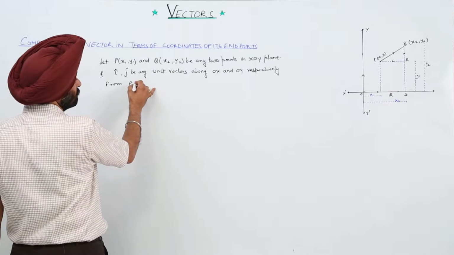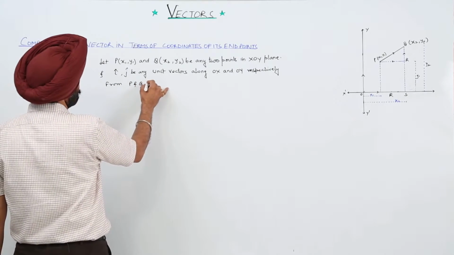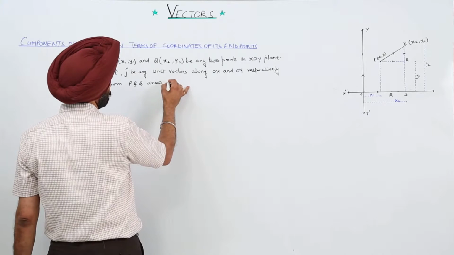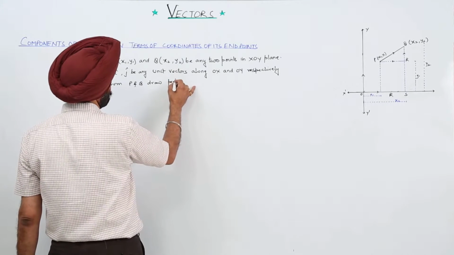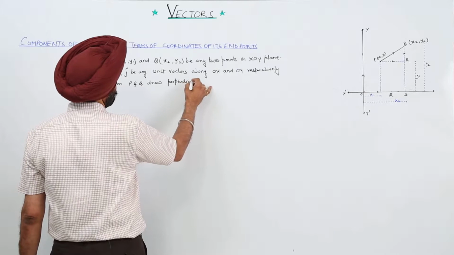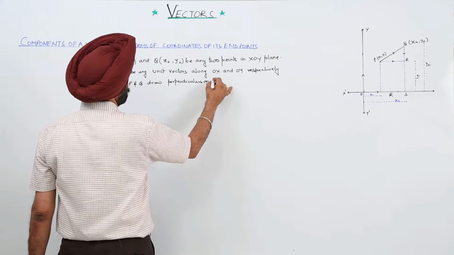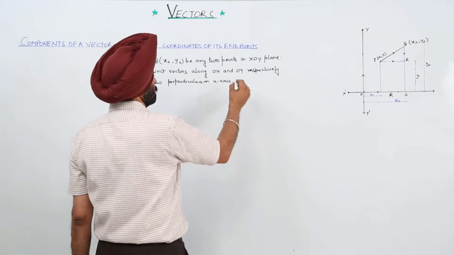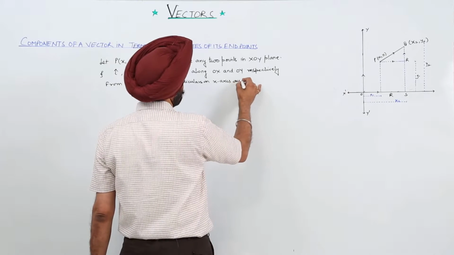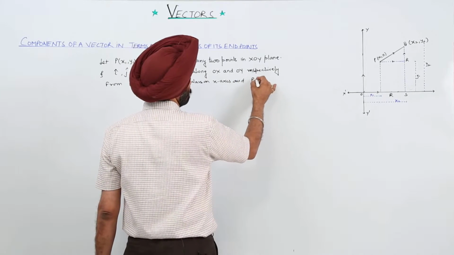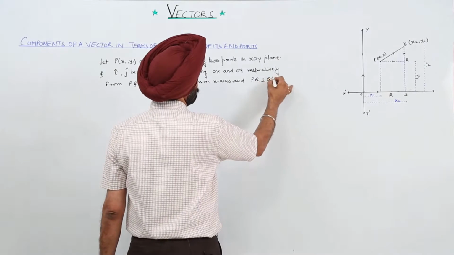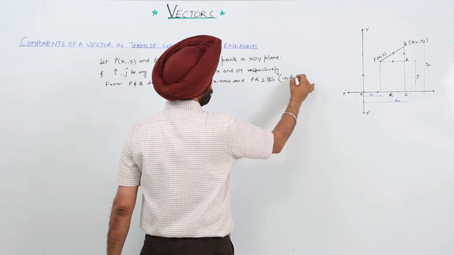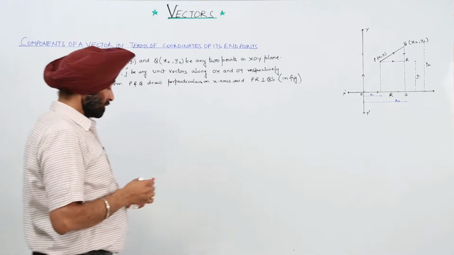From P and Q, draw perpendiculars on the x-axis, and PR is perpendicular on QS in this figure. Is it clear?